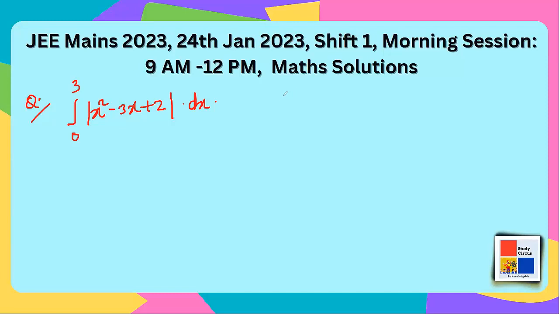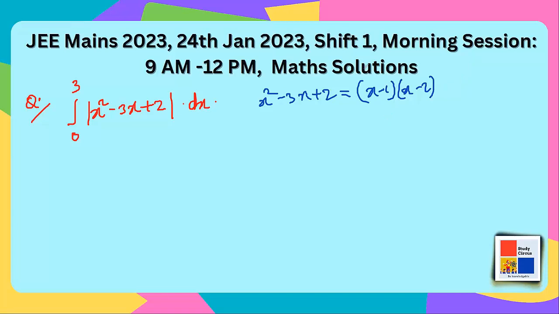So here we'll try to evaluate the integral. We have to evaluate the modulus of x square minus 3x plus 2, integrated from 0 to 3. So the intervals where this is positive and negative we will have to first find out. So I can write x square minus 3x plus 2 is equal to x minus 1 times x minus 2, right?